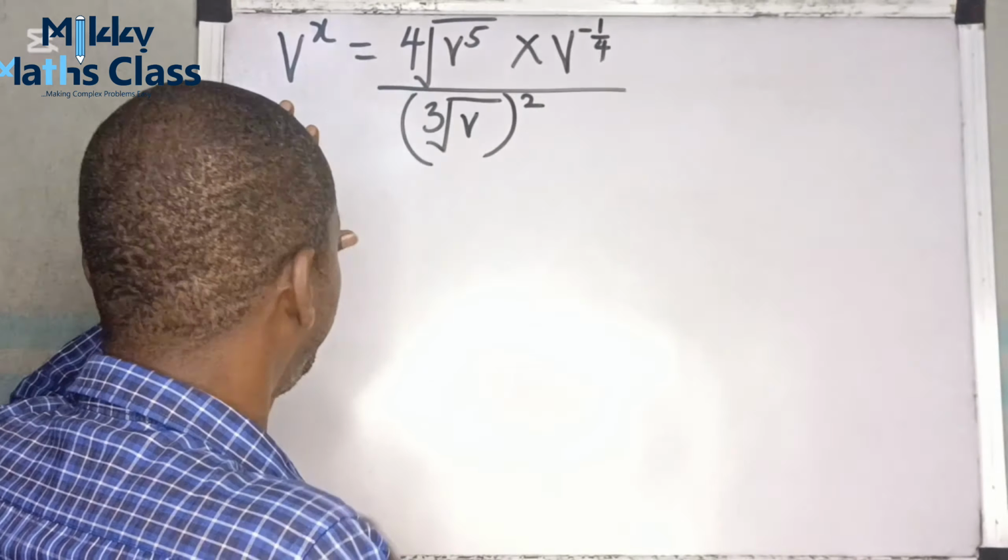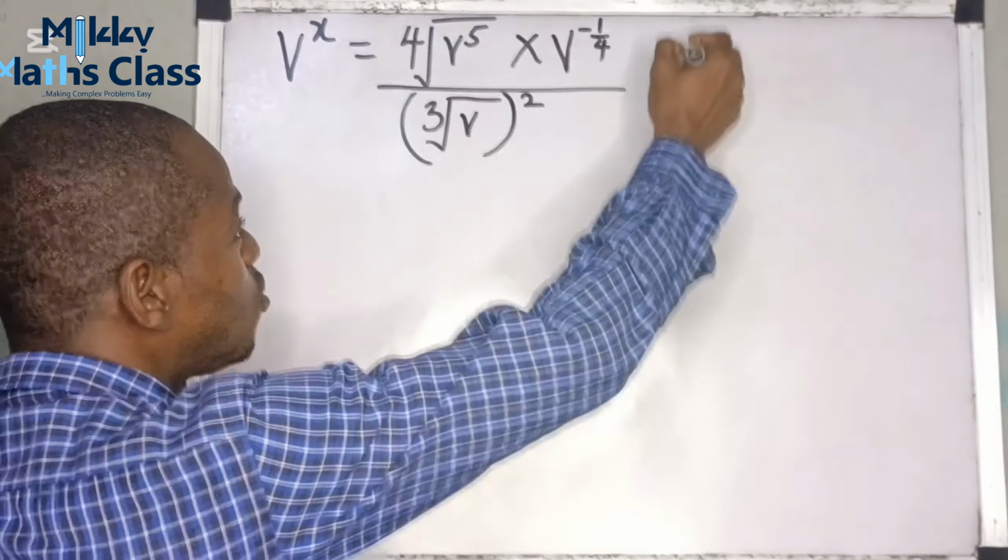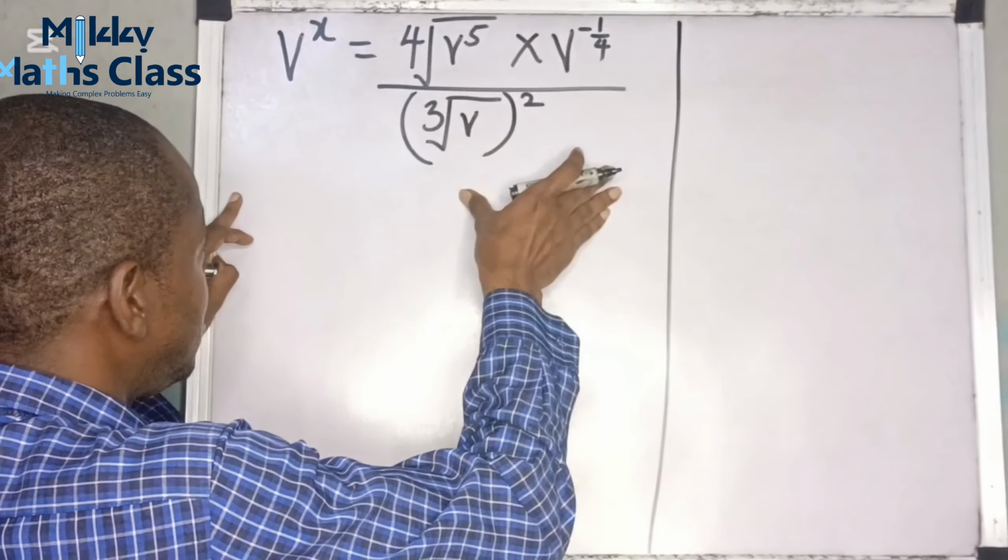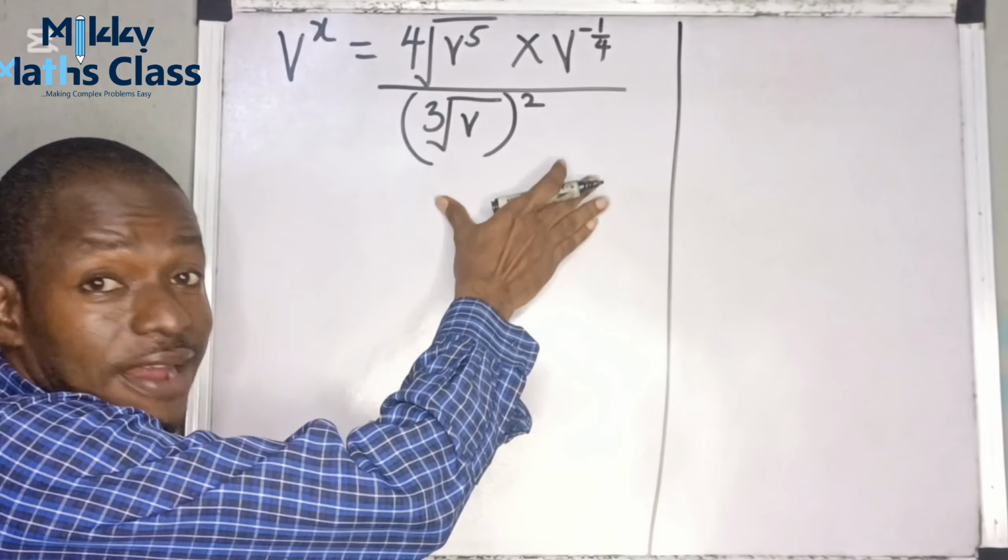It says we should find V from this. Okay, so the first thing, we have a left-hand side and the right-hand side. Let us simplify the right-hand side.